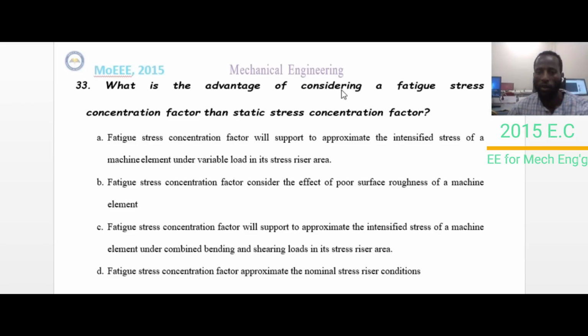The next, what's the advantage of considering a fatigue stress concentration factor than a static stress concentration factor? A, fatigue stress concentration factor will support to approximate the intensified stress of a machine element under variable load in its stress riser area. B, fatigue stress concentration factor considers the effect of poor surface roughness of a machine element. C, fatigue stress concentration factor will support to approximate the intensified stress of a machine element under combined bending and shearing load in its stress riser area. D, fatigue stress concentration factor approximates the nominal stress riser condition. So from this one, which one is the advantage of considering fatigue stress concentration factor than static stress concentration factor?